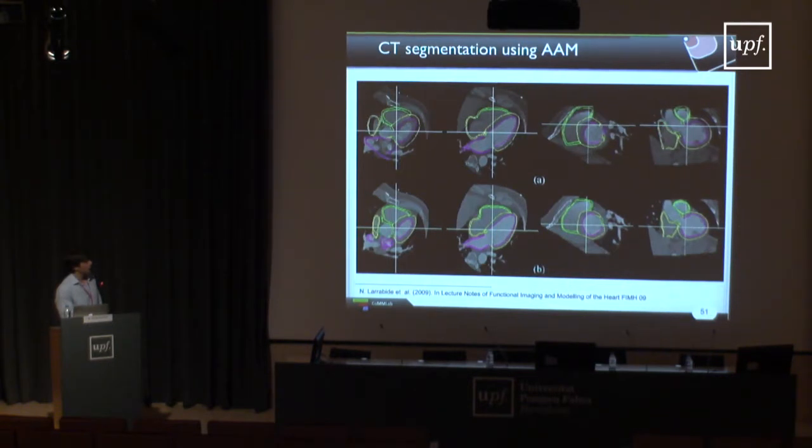I press play. It starts converging until it fits pretty well the ventricles. So we have used here a priori information, which is the shape of the heart, in order to fit the particular data of a patient. And well, this is not magical.